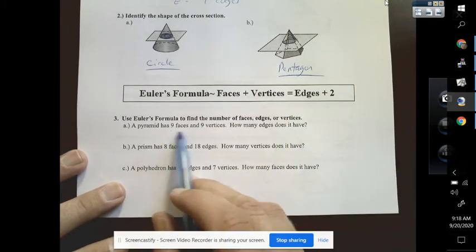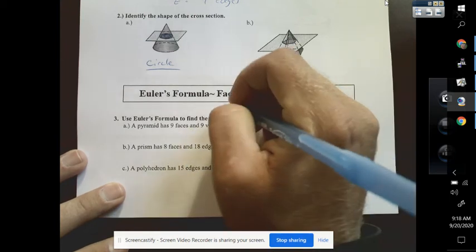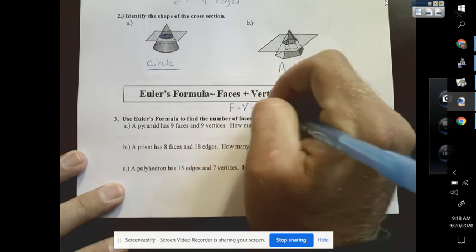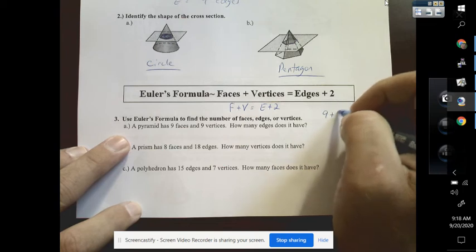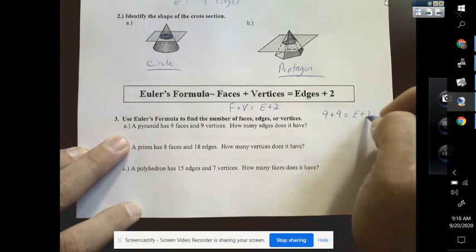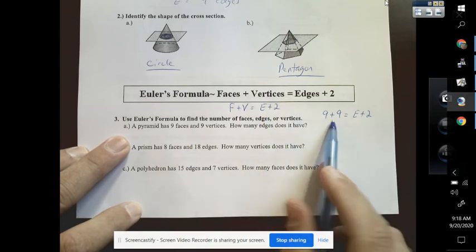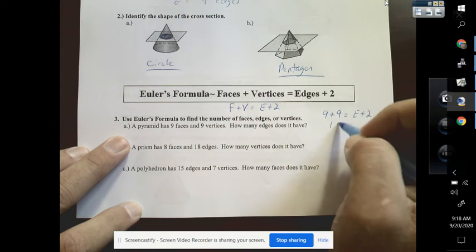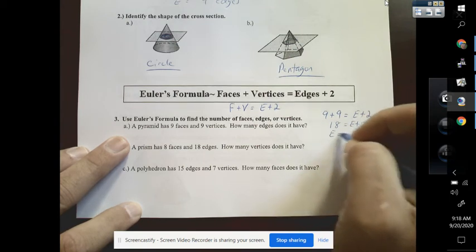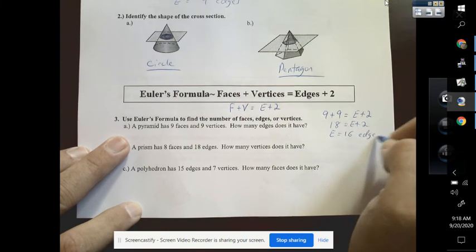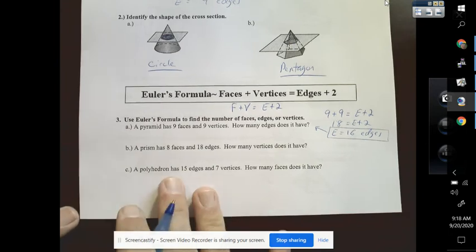A pyramid has 9 faces and 9 vertices. How many edges does it have? So we've got F plus V equals E plus 2. F plus V, so in this first problem, we've got 9 plus 9 equals E plus 2. I knew I had 9 faces. I knew I had 9 vertices. I don't know how many edges I have. So we're going to solve this. 9 plus 9 is 18. Okay, subtract 2 from both sides. So 16 edges for part A. Nice and easy. Simple equation.